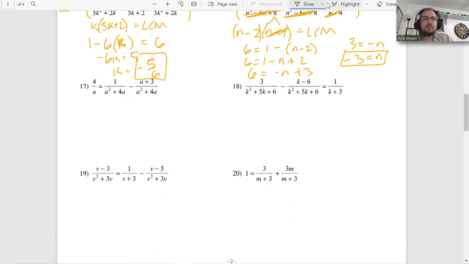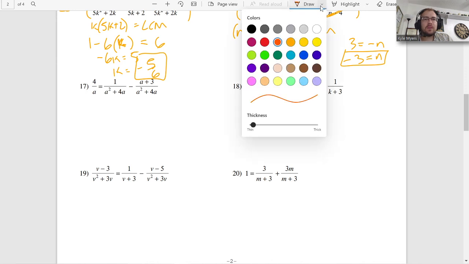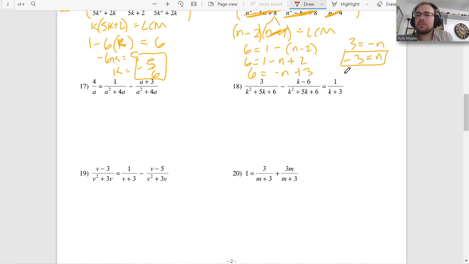All right. Now we're on to the red. This one's going to be pretty straightforward. We would just factor out an a. So it looks like that's the LCM. Boom, boom. Multiply both sides by the LCM.